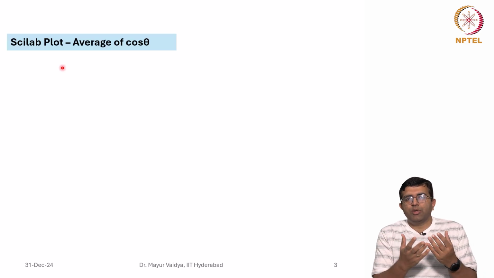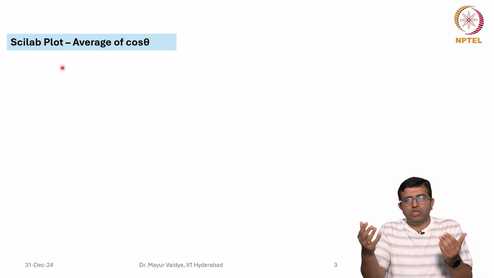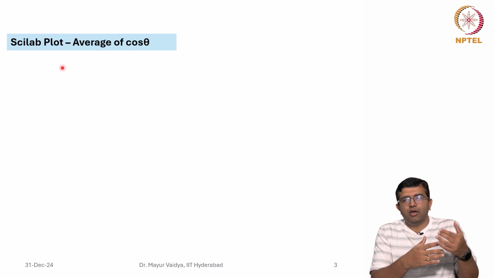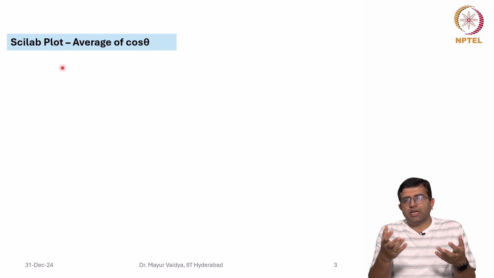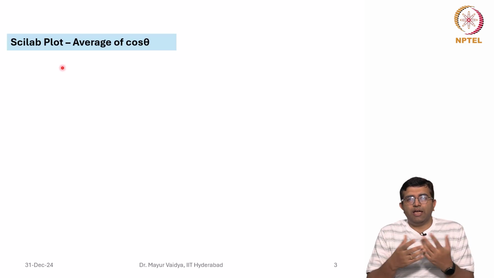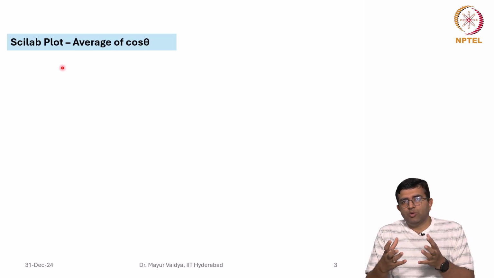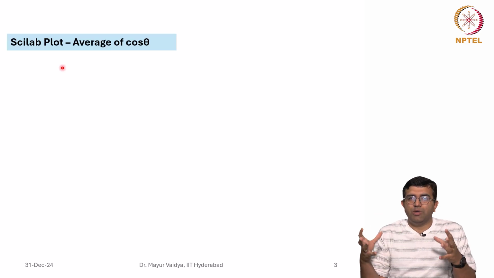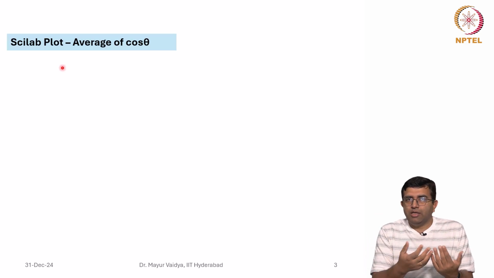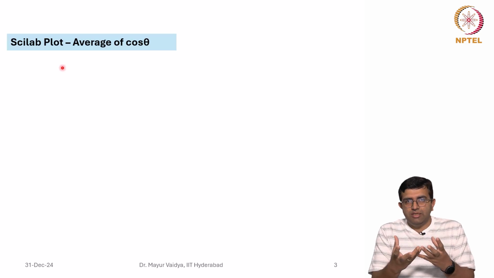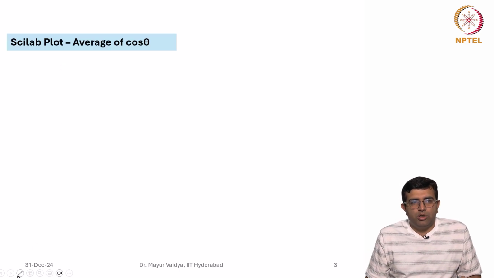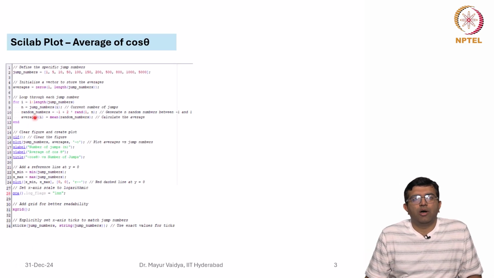For example, if we consider only 2 jumps, where let us say cos theta for the first jump is minus 1, for the second jump is half, then the average will actually not be equal to 0. So, the average of cos theta goes to 0 when the number of jumps is large, and you can write a nice code in Scilab to actually illustrate that. I will show you the code here, you can try to run it.